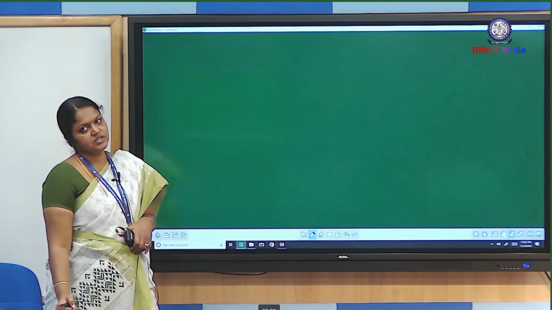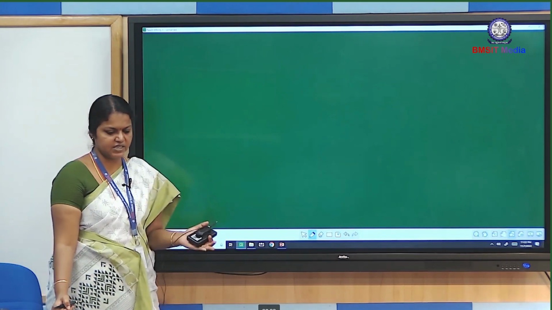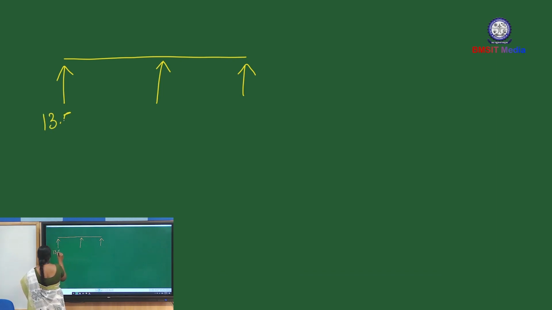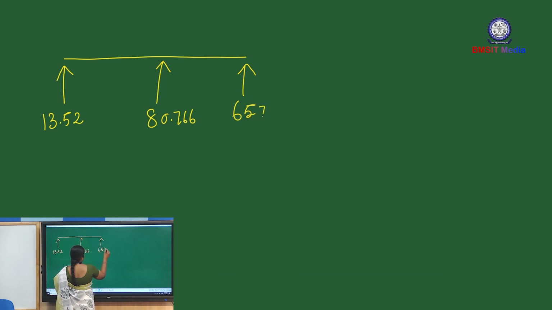Next step, we have to draw the shear force diagram. What do we mean by shear force? Sum of vertical force either left side or right side of the section. For that, we have to draw the free body diagram. We have to mention only the vertical force, no need to mention the moment. So RA value is 13.52. Then RB value 80.766. Then RC value 65.714.